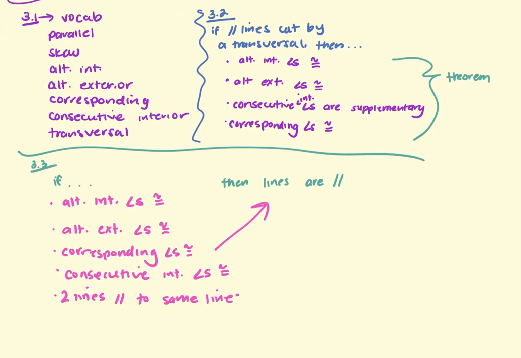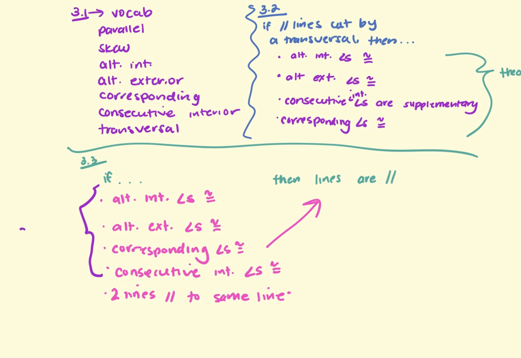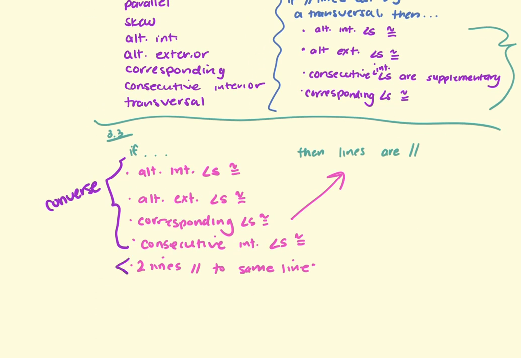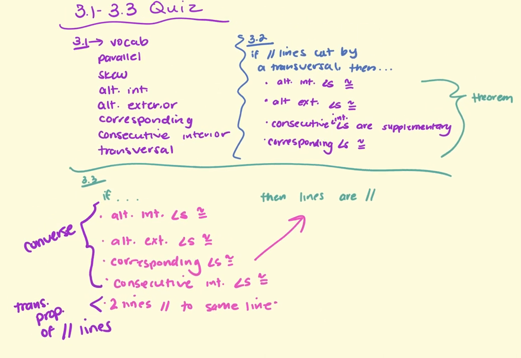And these, the names would be the theorem converse or the converse of the theorem. Except for that one, actually. These are the converse. And this one is the transitive property of parallel lines. Okay, but again, 5 ways to prove that the lines are parallel.